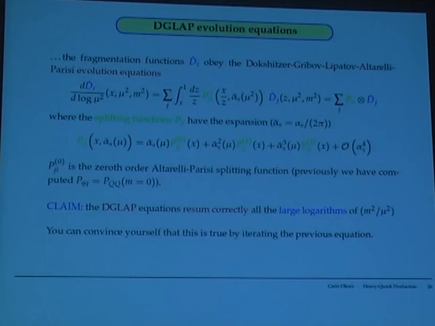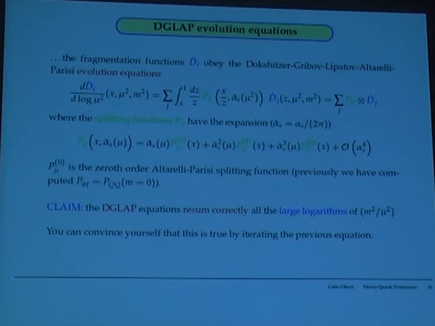So let's take the derivative of this splitting with respect to the logarithm. It's not difficult to believe that it's just proportional to Altarelli-Parisi times a little bit of a splitting. So this is the evolution equation that the D satisfies, and this is easy to understand from what I said before. Now, my claim is just that this equation resums correctly all the large logarithms. This means that if you find a solution of this equation, all the logarithms are resummed. This is an important claim.